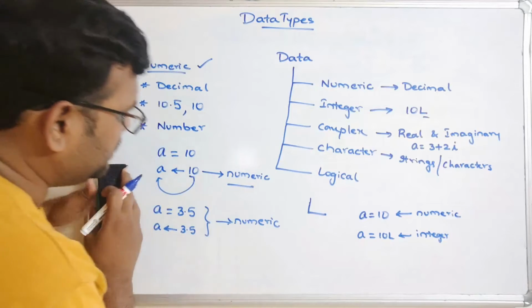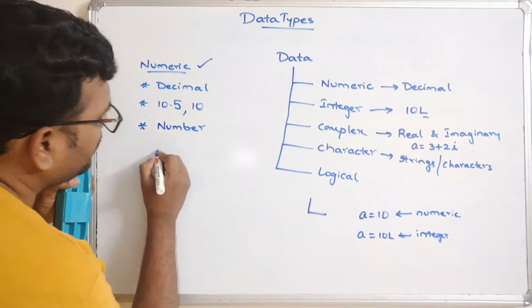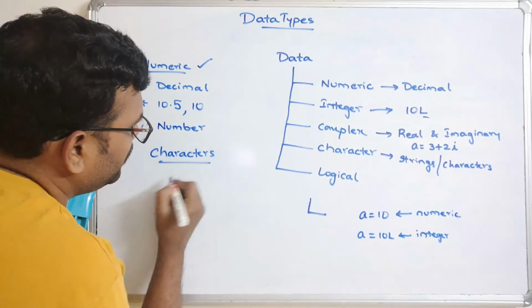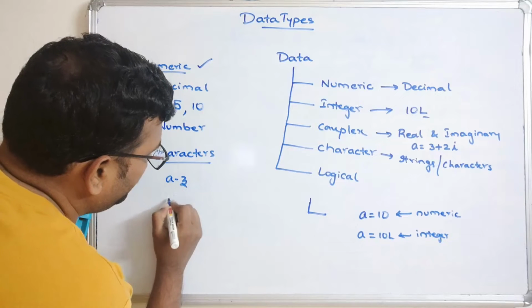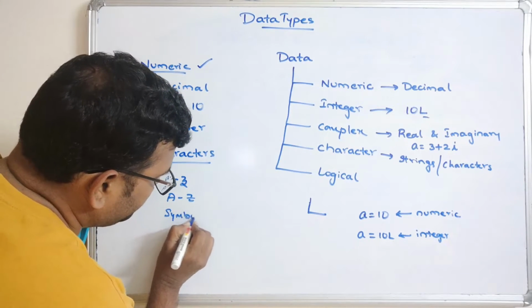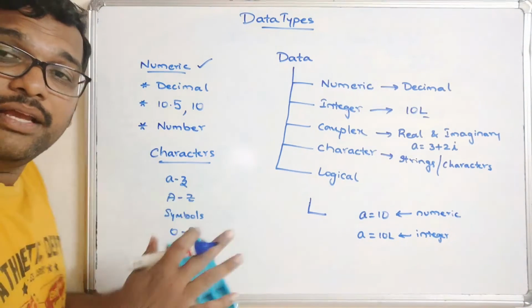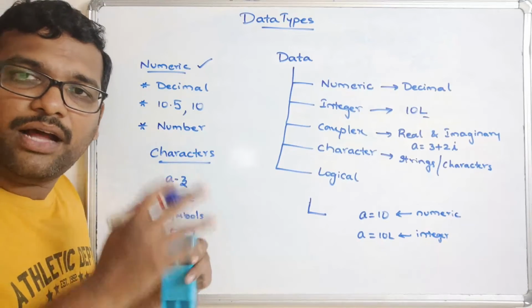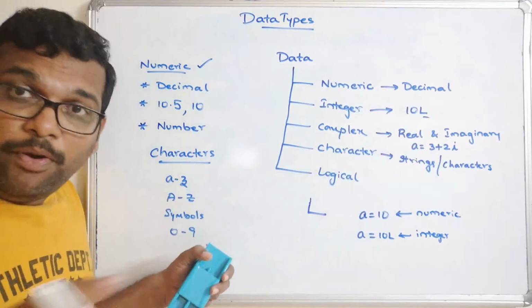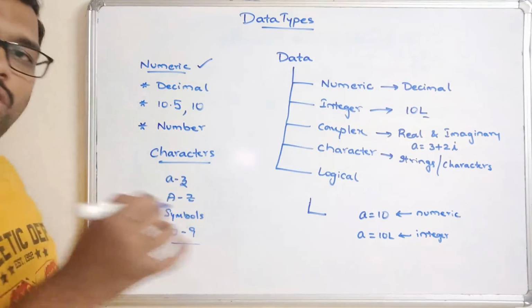So I'll write here, characters. A to Z, capital A to capital Z, symbols, 0 to 9, everything. Whatever key we observe on the keyboard, everything comes under character, and a group of characters we call a string. So we are saying that 0 to 9 is also a string.